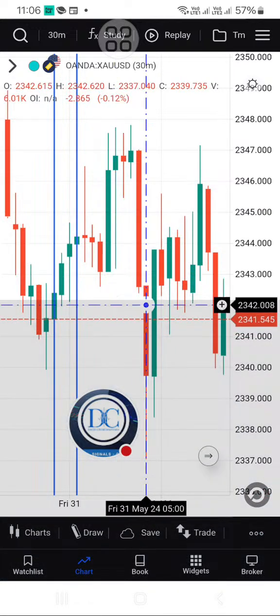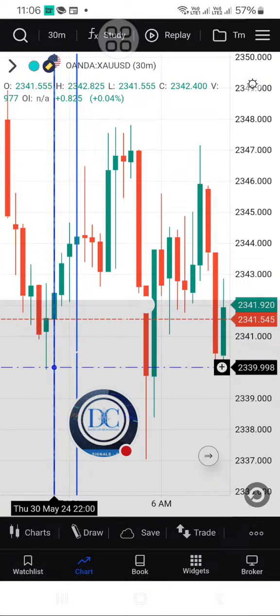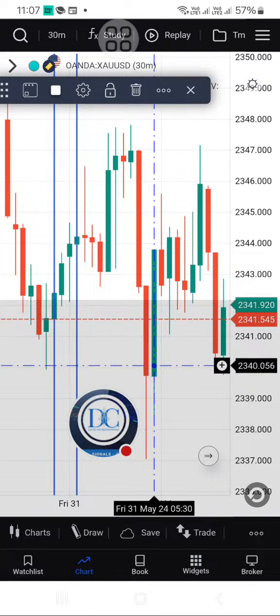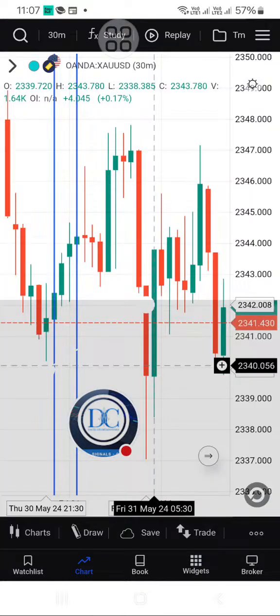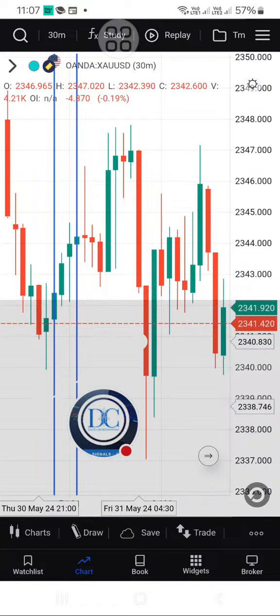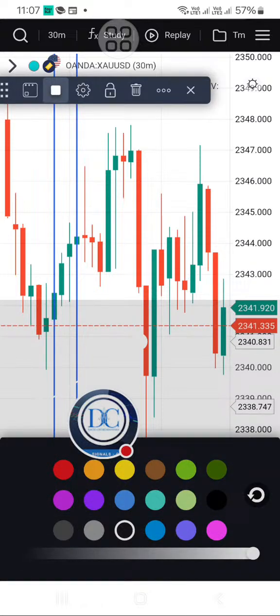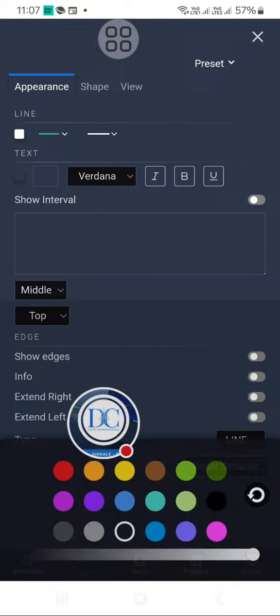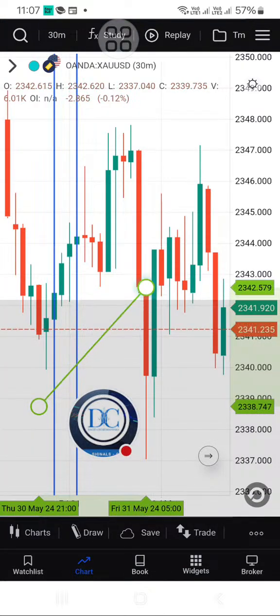So we had this level. This was the previous day's low. And then price, come on. Where is the white? It's the white color. We need to change the colors. Which color should I use? Green. It's fine. Why is it not changing again? Green. Okay. We have this line, price.